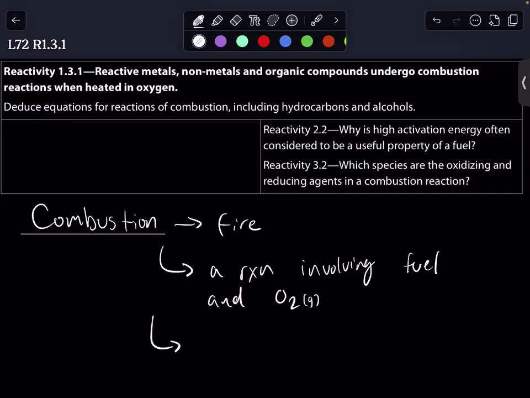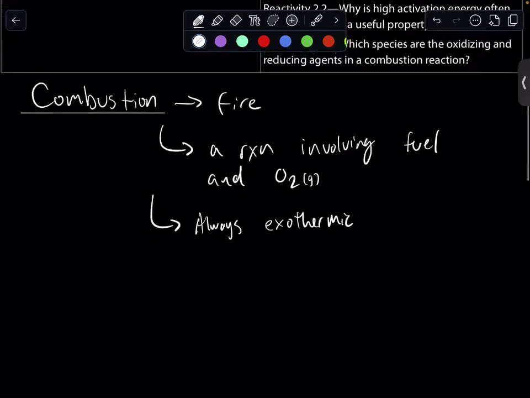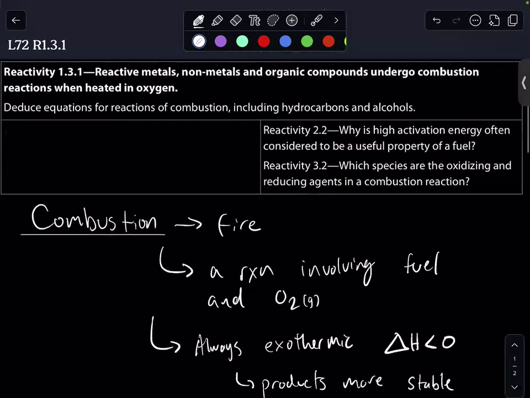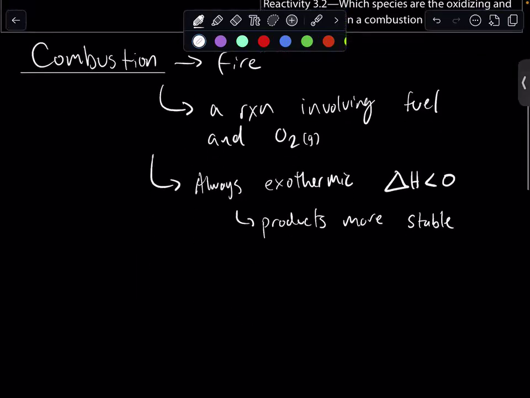Another thing about combustion to note is it's always exothermic. It's one of the few types of reactions that will always be exothermic. And remember, that means delta H is going to be less than 0. It is always going to be a negative delta H value. The enthalpy will always be lower. Our products are always more stable. Products more stable than reactants. So, as we also mentioned before, it is a reaction that happens when we heat in oxygen, so we need an initial heat source.